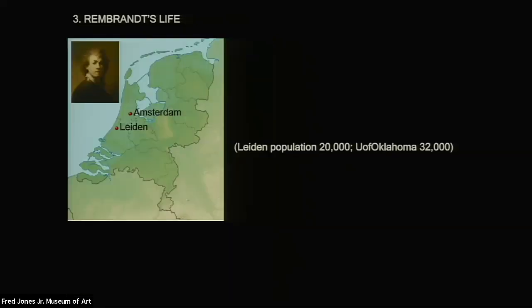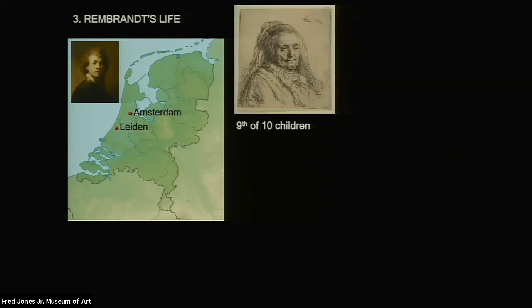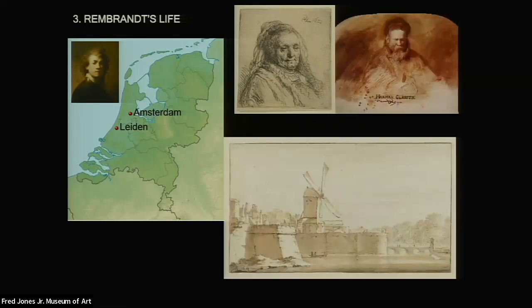Now, Rembrandt was born in Leiden, about 30 miles southwest of Amsterdam. Leiden was a small university town with an entire population at the time less than two-thirds that of the University of Oklahoma alone. He was the ninth of 10 children whom his mother bore, while his father was a moderately successful miller of grain. I show you here a grain mill on the ramparts of Leiden, not a particularly promising start for one of the most remarkable artists of the early modern period.